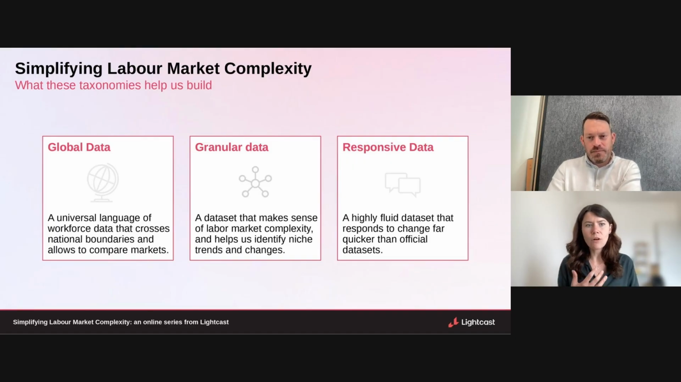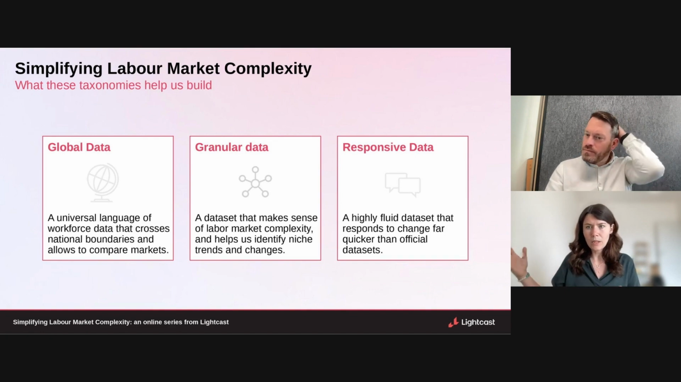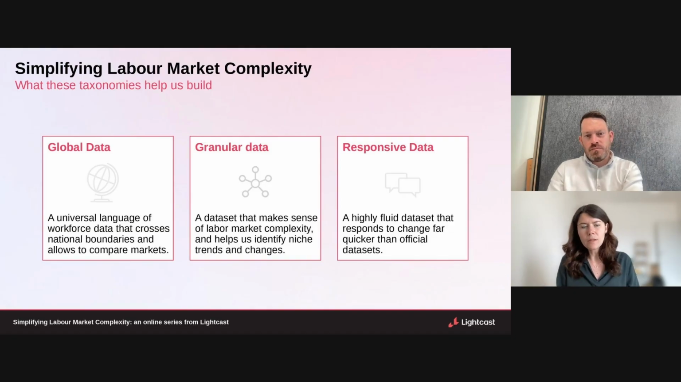The first element of these taxonomies is that they are global. This means that we can use this framework to analyze occupations and skills not just in the UK, but right across the world. So we can compare what we find in the UK with what we find in the US, in Europe, in Asia. This is really important because if we want to compare apples to apples, what's happening in different countries, we need a common understanding, a common language to track these changes right across the labor market.